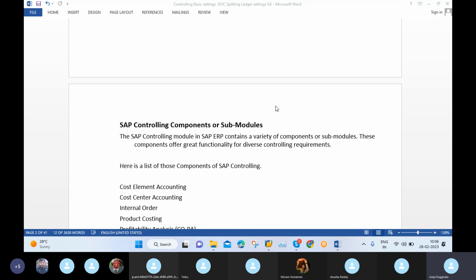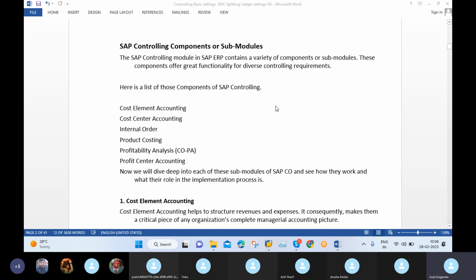Cost sheet represents what? Total cost of the product, that's it. Next, we are discussing what are the components in controlling, what are the submodules in controlling.